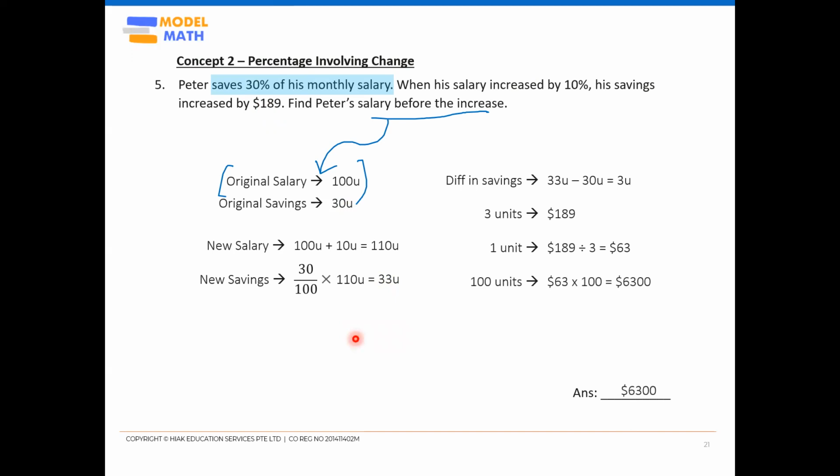And that's it. So notice that throughout this question, the only time I really deal with percentage in my steps is this point, the new savings part, because he's always going to save 30% of whatever salary he received. But of course, if the salary changes, the 30% value will change also. That's why I need to find out the value of the 30% by doing this step. The others here, I can just express in terms of units. All right, so that's it.